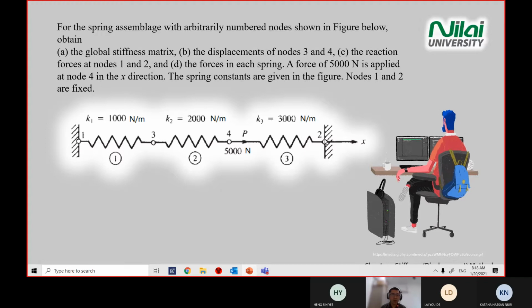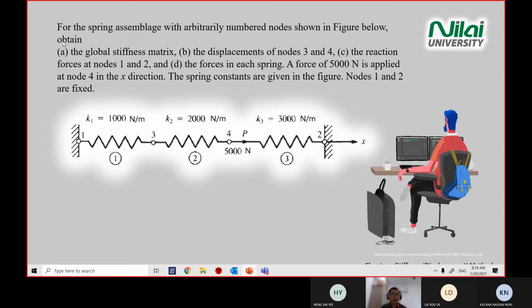Node 1 is on the wall, node 2 is on the wall, node 3 is between spring 1 and 2, node 4 is between spring 2 and 3, and there's also a hidden force at node number 4 with a value of 5,000 newtons. This kind of trick will happen in a test or exam. So be careful to read carefully when you come to a question. Normally there's a hidden force inside the structure.